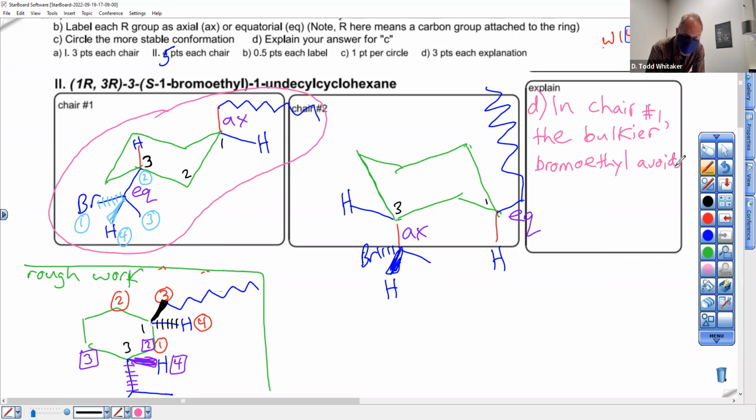It's 2 points. 1,3 diaxial repulsion. And the reason why it avoids it's quite easy. It's not axial. It's equatorial. That's why I picked it. There you go. Good video. There's other videos just like this for the stereo center version of the question. I'm sure you'll be able to find them.